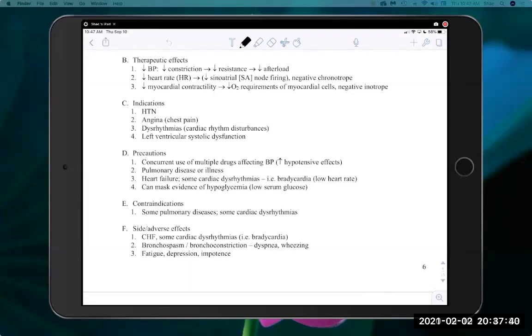So how I try to remember this is chronotrope starts with the letter C, right? Negative chronotrope, okay? Chronotrope C, conduction system also starts with C. So I know that anything that is a chronotrope works on the conduction system of the heart, the electrical conduction system. It's going to affect the heart rate. So it could be a positive chronotrope or a negative chronotrope. If it was positive, it's going to speed up the heart rate. If it's negative, it's going to slow the heart rate down. So this is a negative chronotrope.